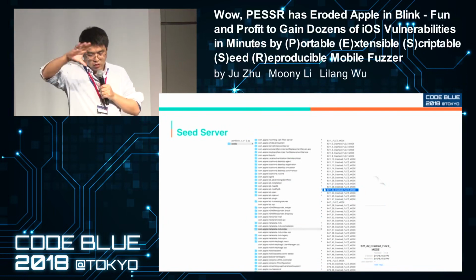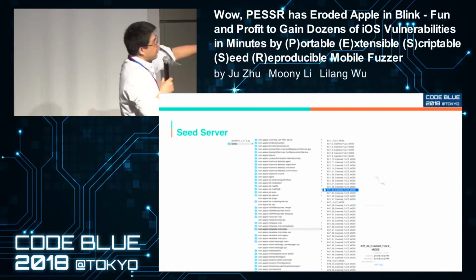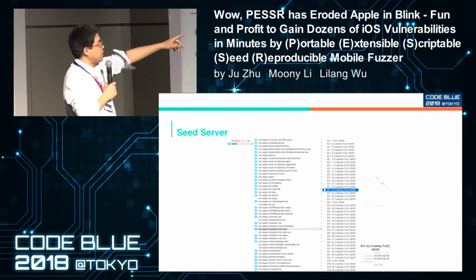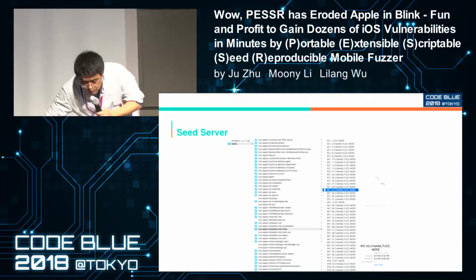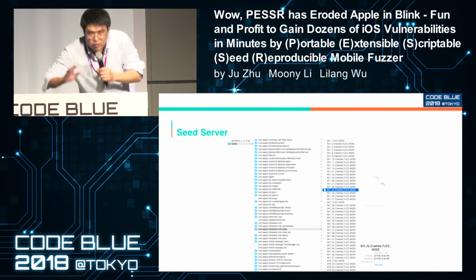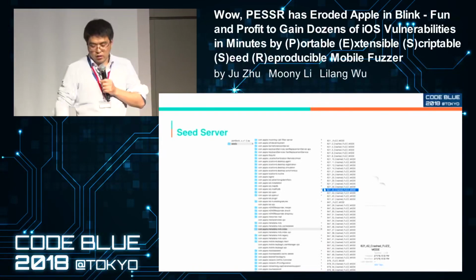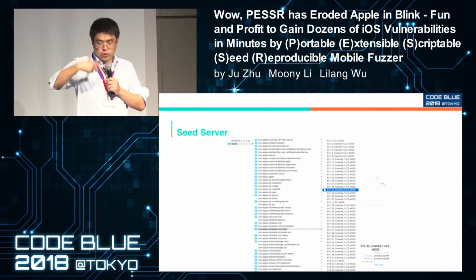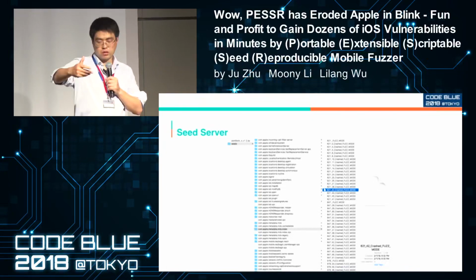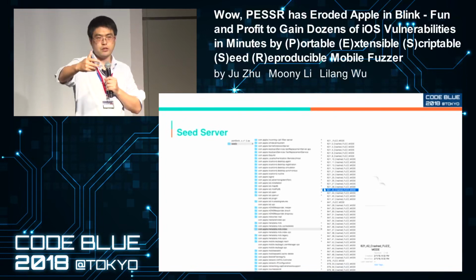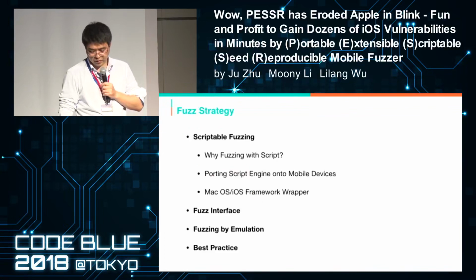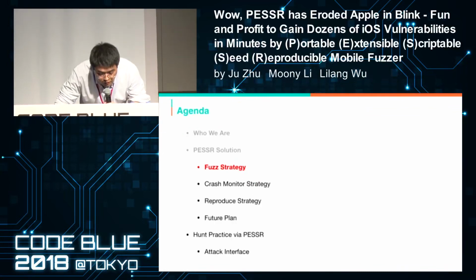This is a snapshot of our seed server. You can see that the left column is the crashed XPC services, which are com.apple and so on. And this is the script we have collected toward this kind of module. After running several minutes, we can get maybe hundreds of crash cases in our seed server.